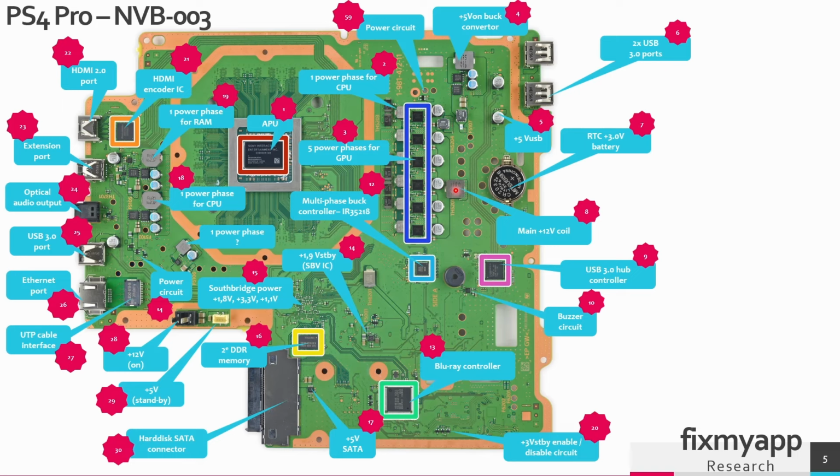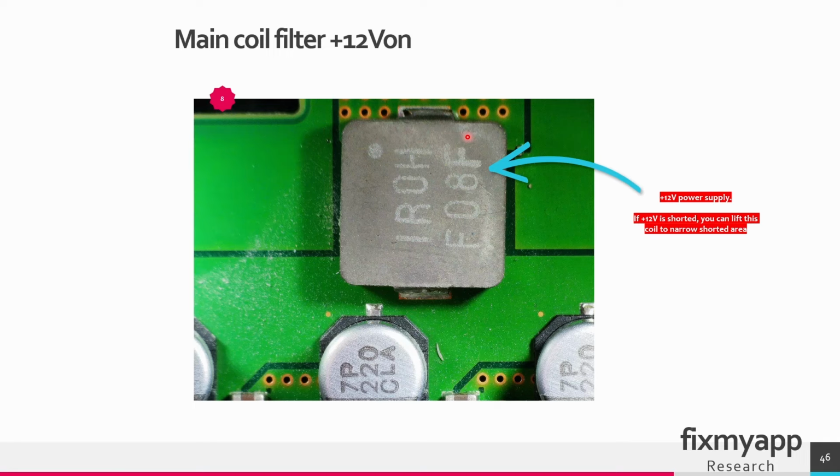Here you can find a 12 volt inductor. So from here the 12 volt will go into the different power phases. When there is a short on the 12 volt line, you want to isolate this circuit. And you can do this by removing this coil or the inductor. So this is the main coil filter. 12 volt will go into this coil, and from here it will go to the different power phases. So when you have a 12 volt short, you want to remove this coil to see if the problem is beneath the power phases or in the other part of the circuit. And by removing this coil, you can isolate those two circuits.